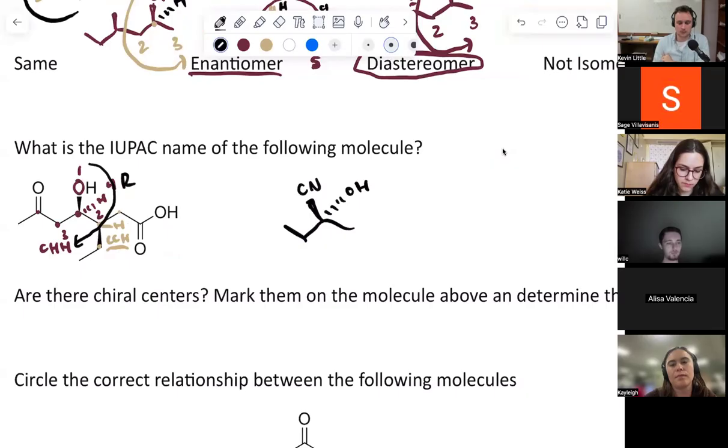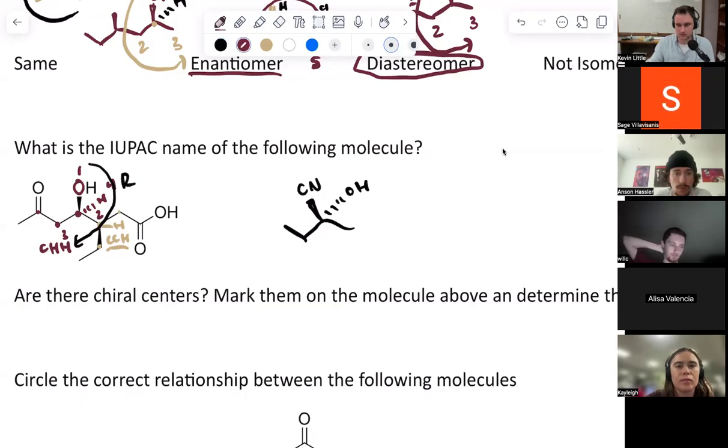And now the lowest priority isn't necessarily on a wedge or a dash to start with. So in this situation, the lowest priority would be this methyl group. This would be the highest because it's an oxygen.